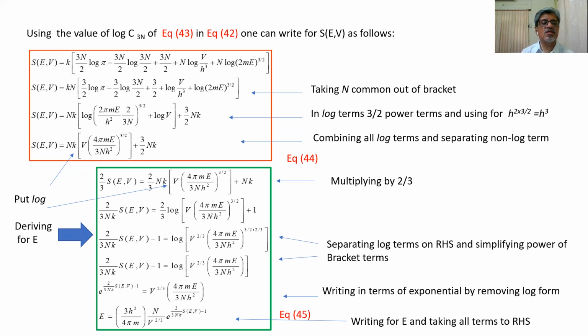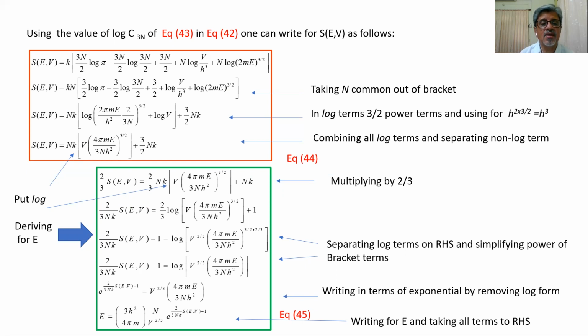Now, we just do manipulation in that one. So, multiplying equation number 44 by 2 by 3. So, it is 2 by 3 function S function EV. It is 2 by 3 NK. And again, there is a printing mistake, so we have to put log there. And in bracket V, in bracket 4 pi ME divided by 3n h squared raised to 3 by 2, bracket over plus NK, because we have multiplied by 2 by 3.